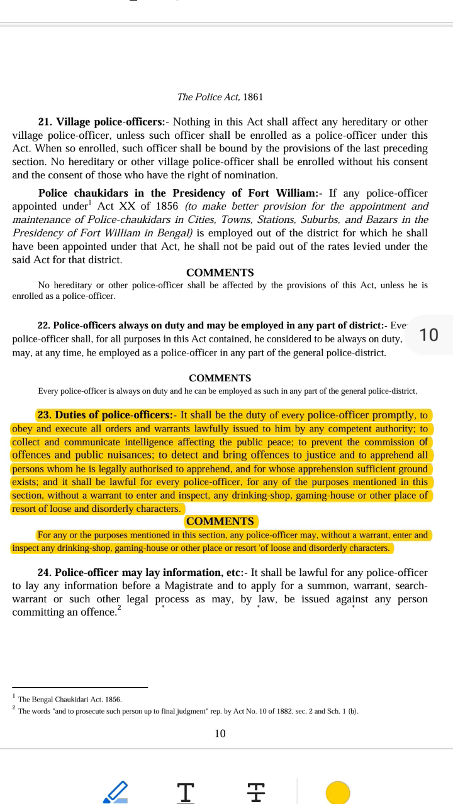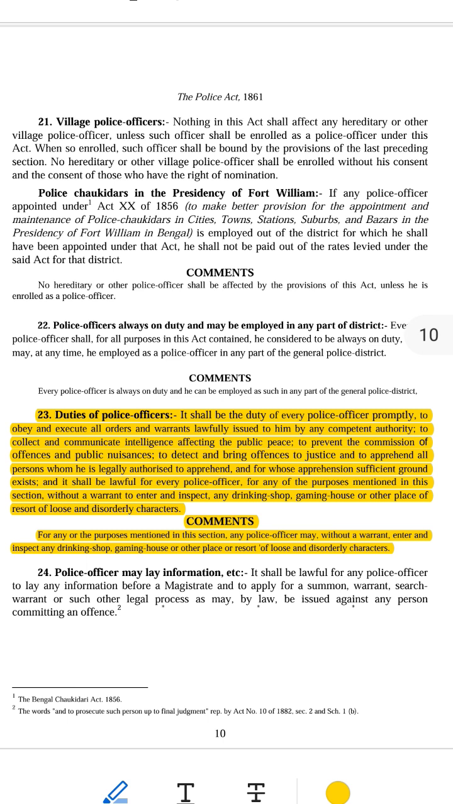Sure, let's go step by step and explain everything in even more detail and in the simplest way possible. Imagine we are learning this for the first time. Duties of police officers. A police officer's job is to keep society safe and peaceful. To do this, they have specific duties.